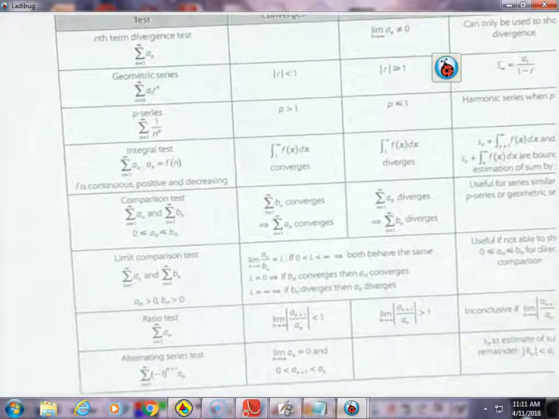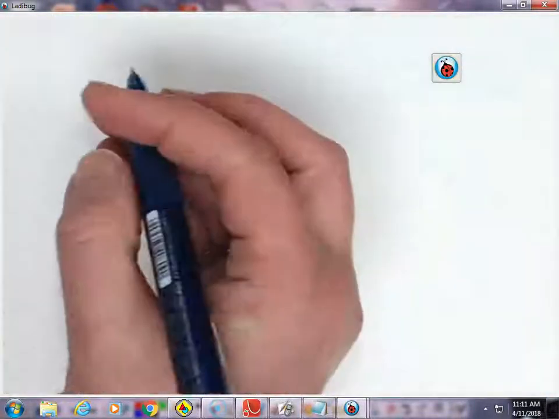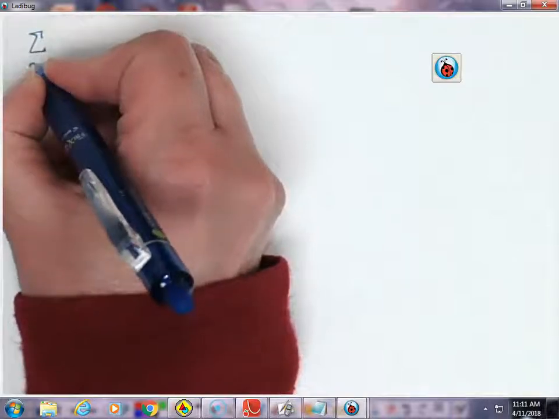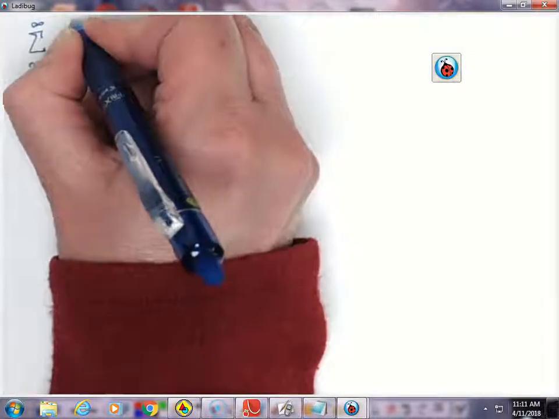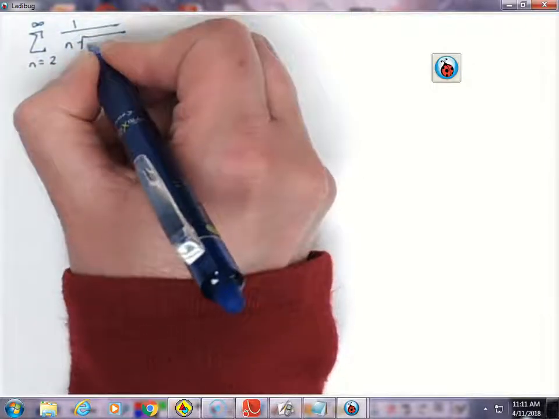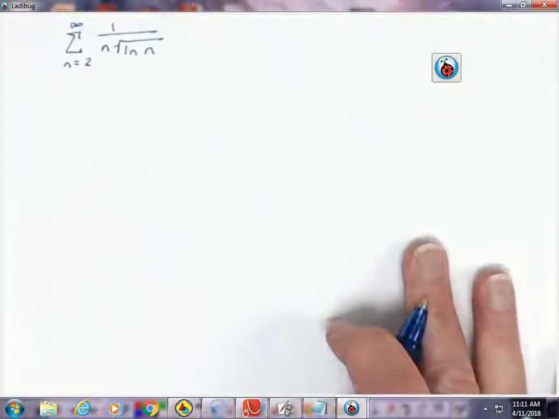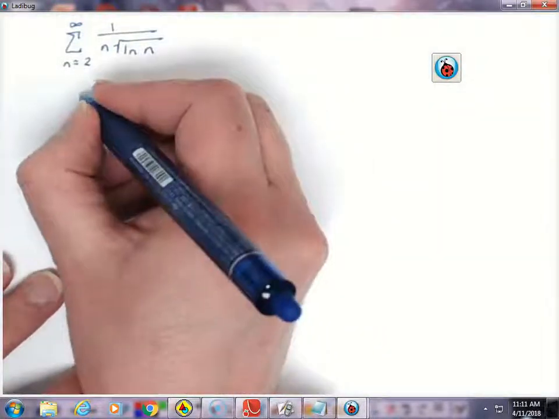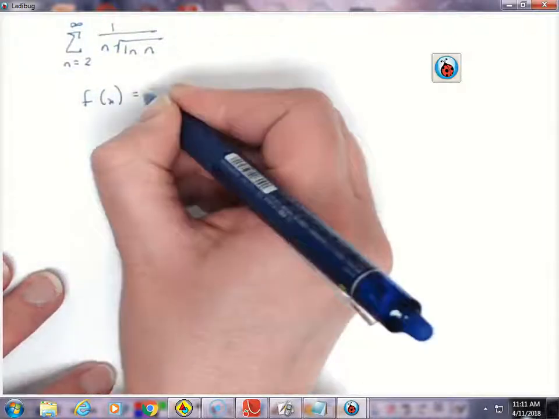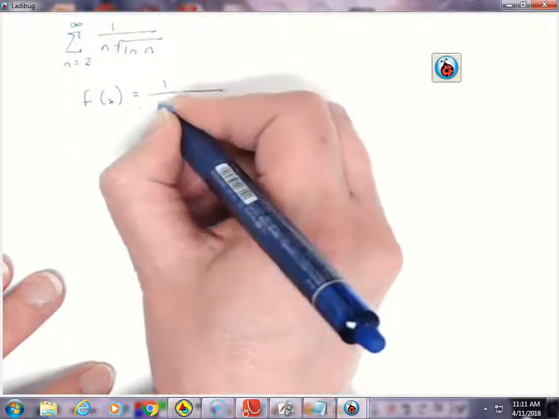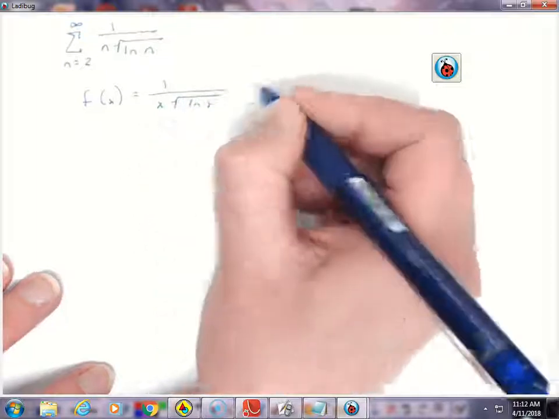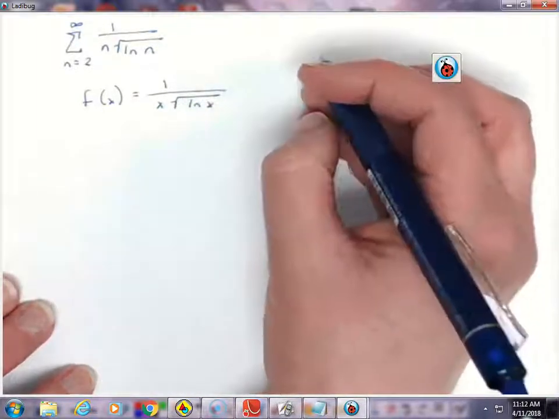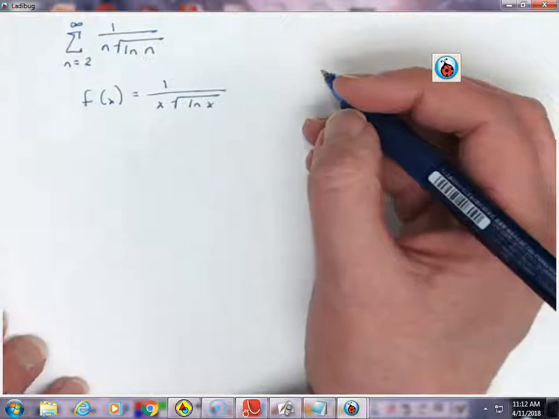All right, so the next test on our nice little list is the integral test. So I'm going to do an example of that one. We have the summation of n equals 2 to infinity of 1 over n square root of ln n. Now the first thing that you have to look at is, is this function something I can integrate? It's an integral test. But in order to apply this test, you must have a positive continuous decreasing function.